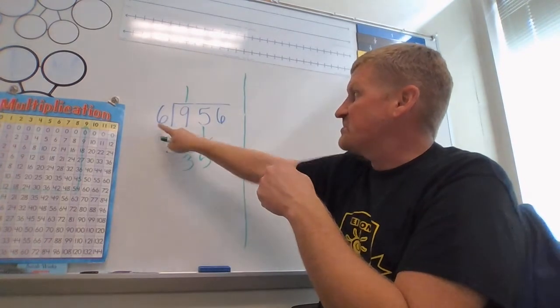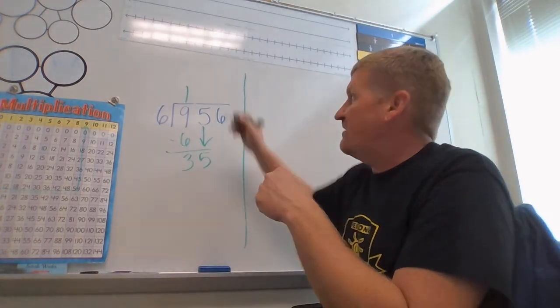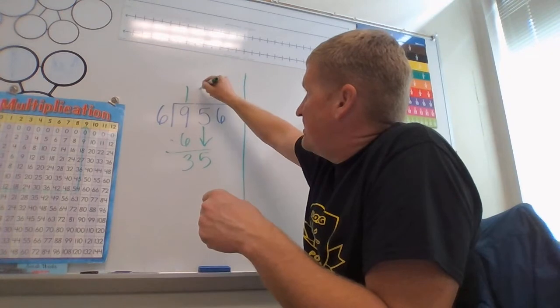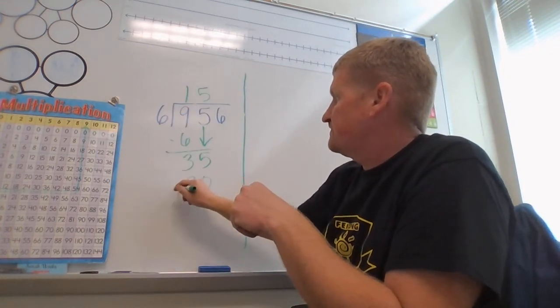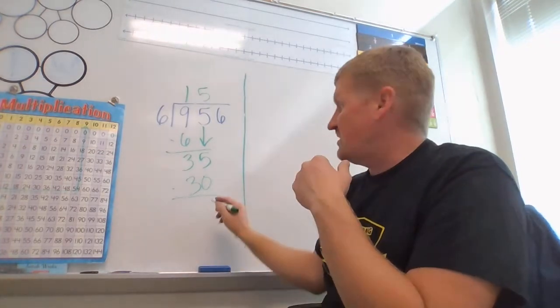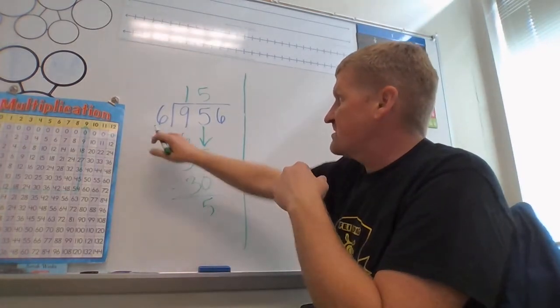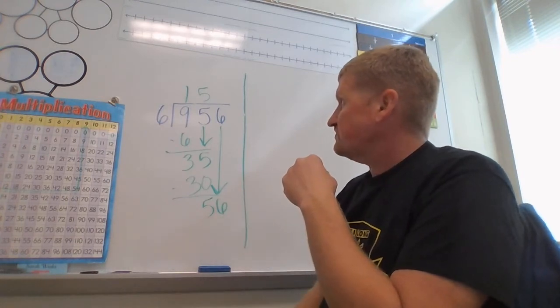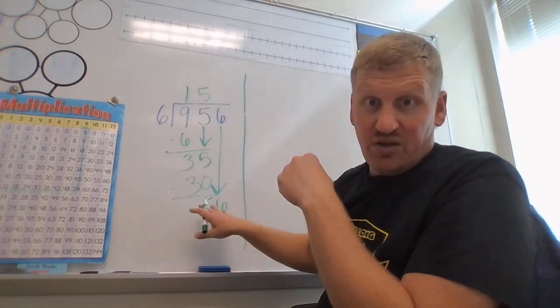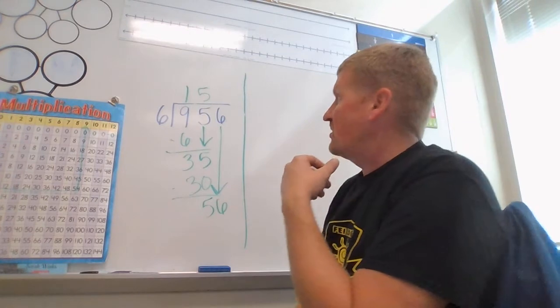So how many times does 6 go into 35? We know that is 5 times. 5 times 6 is 30. When we subtract that, we get 5. Is 5 less than 6? Yes, it is. Bring down your 6. This is why we call it long division, because it gets really long.